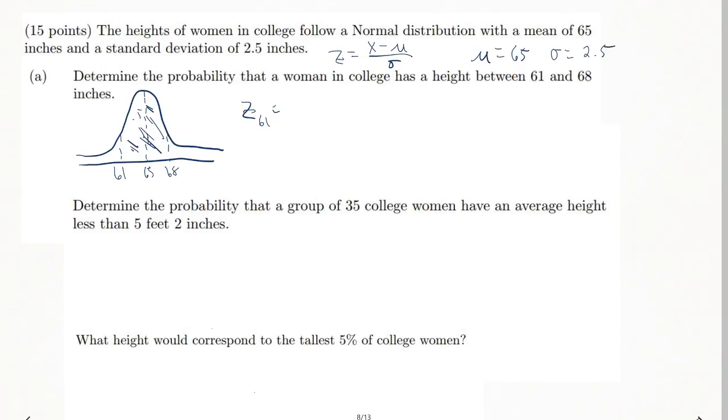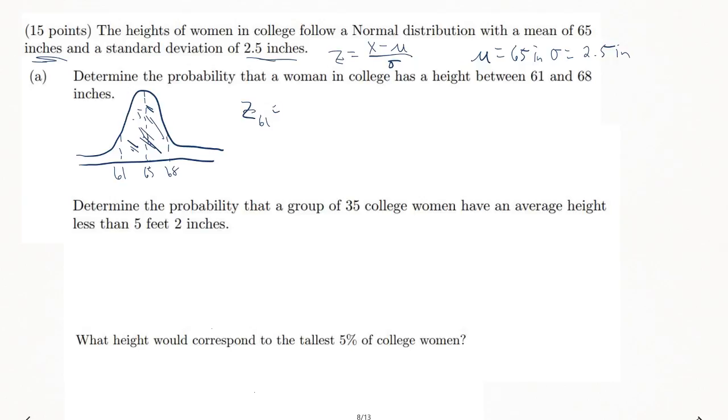Now, how the heck did we figure that out? Well, it says a mean of 65. So, there you go. And that's in inches, 65 inches. I should clarify that. And a standard deviation of 2.5 inches. You always want to make sure those are lined up in terms of units as well.